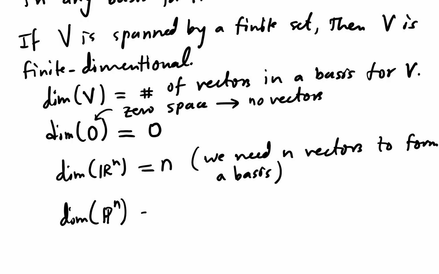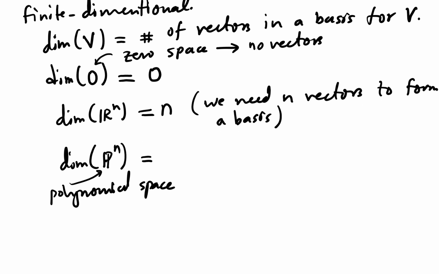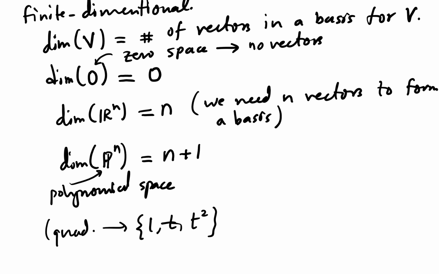How about the dimension of the polynomial space Pn? Well, how do we know? Remember, if you have quadratic, what was the basis? 1, t, t squared, remember? So you have one more vector or element in there. So it's always going to be n plus 1. And if V is not spanned by a finite set, we call it an infinite dimensional space.